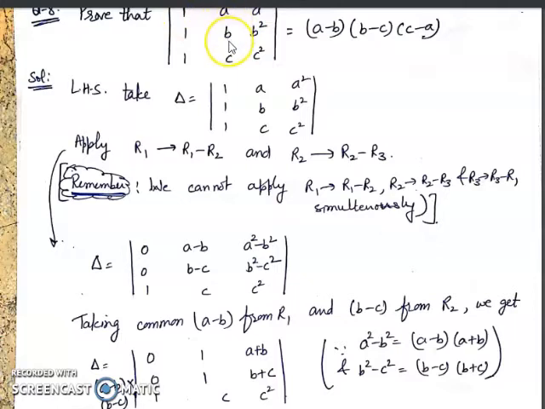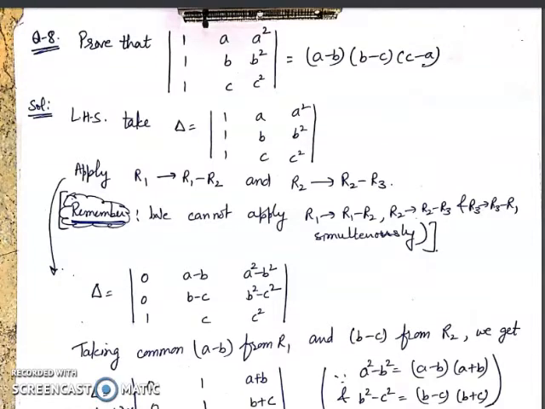So when we apply R1 minus R2, we get a minus b, and this 1 minus 1 gives us 0. Similarly, we also apply R2 minus R3, because this gives us b minus c and 1 minus 1 gives us 0. Remember that you might say, since we have a minus b, b minus c, we can also do c minus a, R3 minus R1. We cannot do all three applications together.